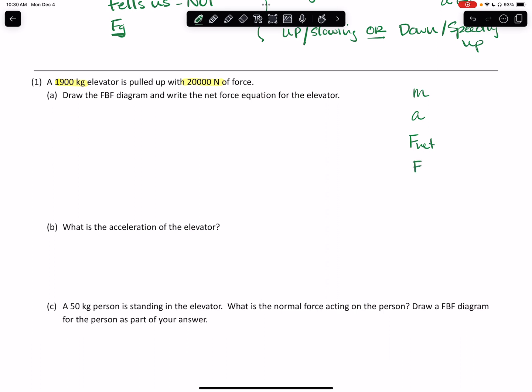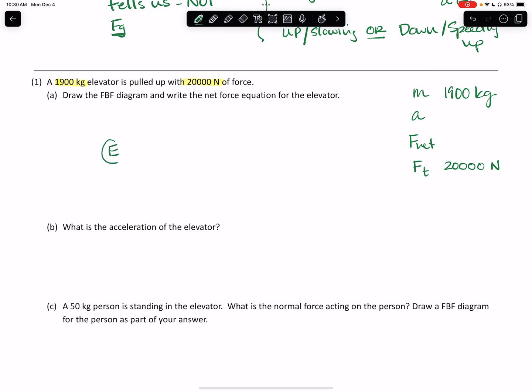All right, so I know the mass of the elevator is 1900 kilograms. And I know that the upward force is going to be due to tension and is 20,000 newtons. All right, so we'll start with our free body diagram.